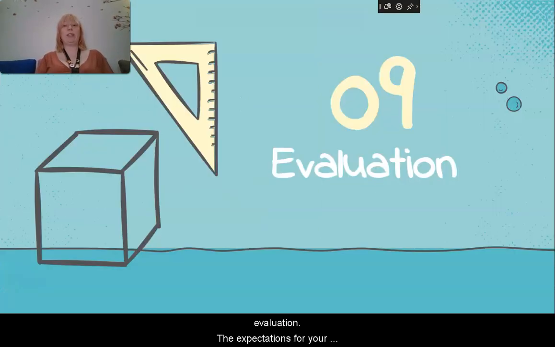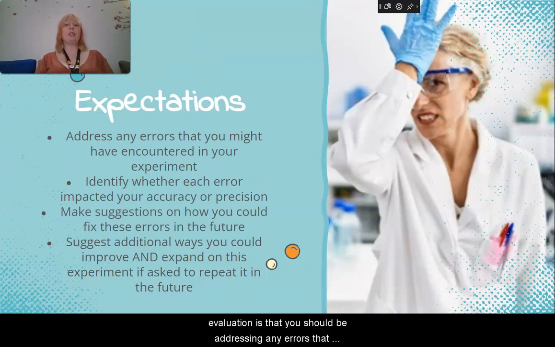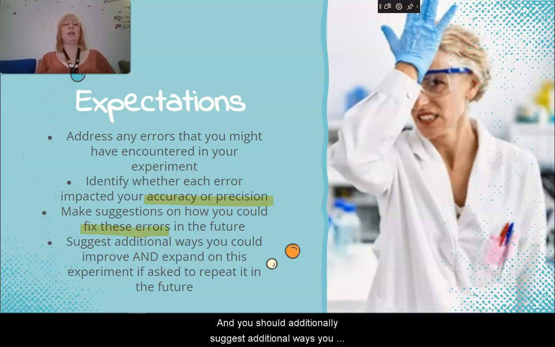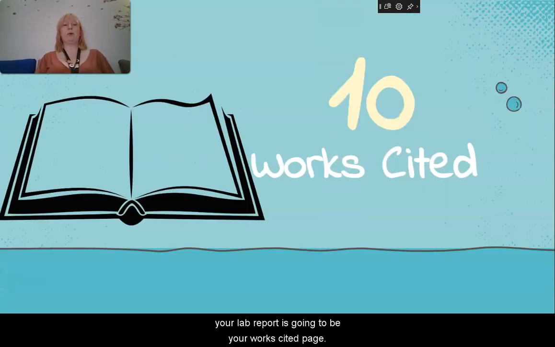Then we have your evaluation. The expectations for your evaluation is you should be addressing any errors that you might have encountered in the experiment. You should be identifying whether each error impacted your accuracy or your precision or both. You should always be making suggestions for how to fix these errors. And you should additionally suggest additional ways you could improve and expand upon this experiment if asked to repeat it in the future. And finally, the last part of your lab report is going to be your works cited page.